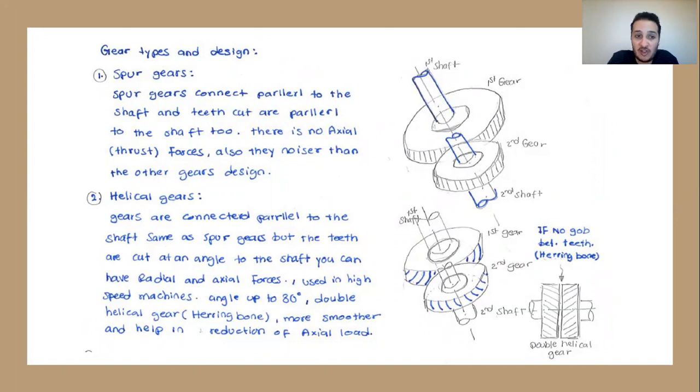The second type is the helical gear. The gears are connected parallel to the shaft, same as the spur gears, but the teeth are cut at an angle to the shaft. You can have radial and axial forces, and it's used in high-speed machines. The angle cut can be up to around 30 degrees, and there are a couple of types. There is single helical gear and double helical gear, which is called herringbone. They are smoother and help in reducing the axial load.